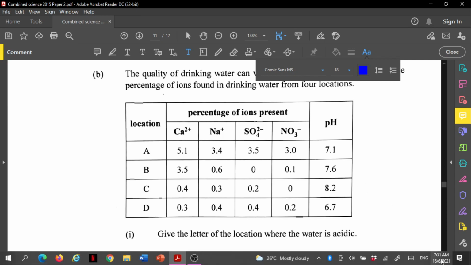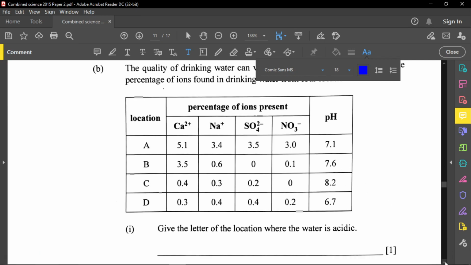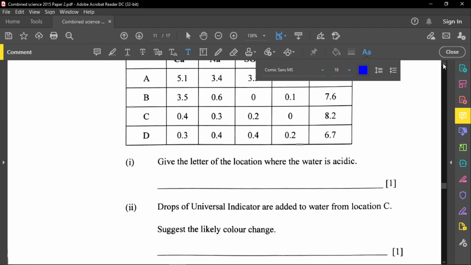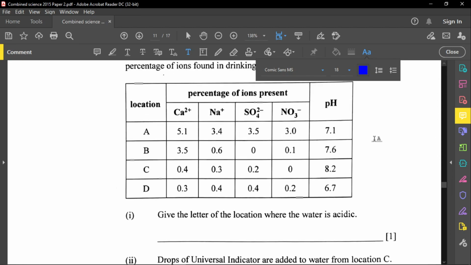Now for part 1, it asks us to give the letter of the location where water is acidic. And when we talk about acidic, we're talking about any pH below 7. So there's only one right here, which is 6.7. So this is location D. Okay, so location D will be acidic. All right, this is the only one that is below 7.